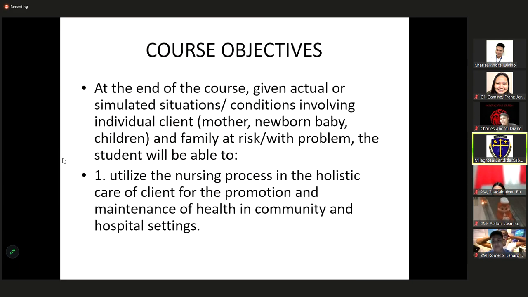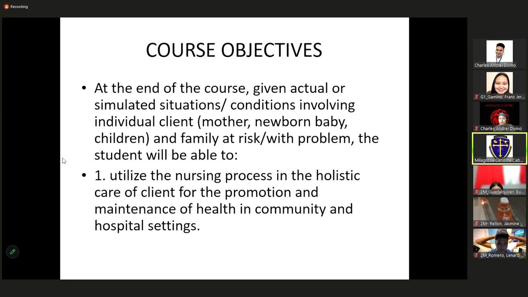So, course objectives. At the end of the course, given actual or simulated situations, conditions involving individual client, that is your mother, newborn baby, children, because in NCM 209, we have 3 concepts. You have your MCN, pedia, and your community. Kaya siya kasali dito sa objectives natin. May children, may family. Actually, sa MCN naman natin, in-involve talaga natin yung family when we give health teachings or reminders. Alright?